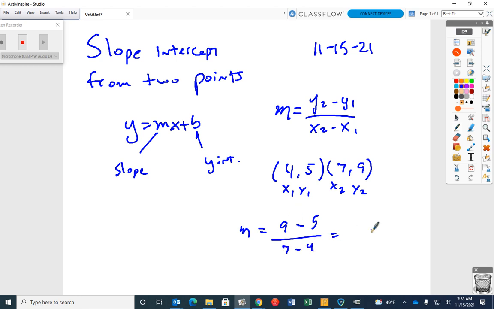Does everybody agree that's how we find the slope? Okay. So what's 9 minus 5? 4. Thank you. And what's 7 minus 4? 3. Now, should I turn this into a mixed number? Leave this as an improper fraction. Okay? Do you understand how we found our slope just now? Okay. Good.